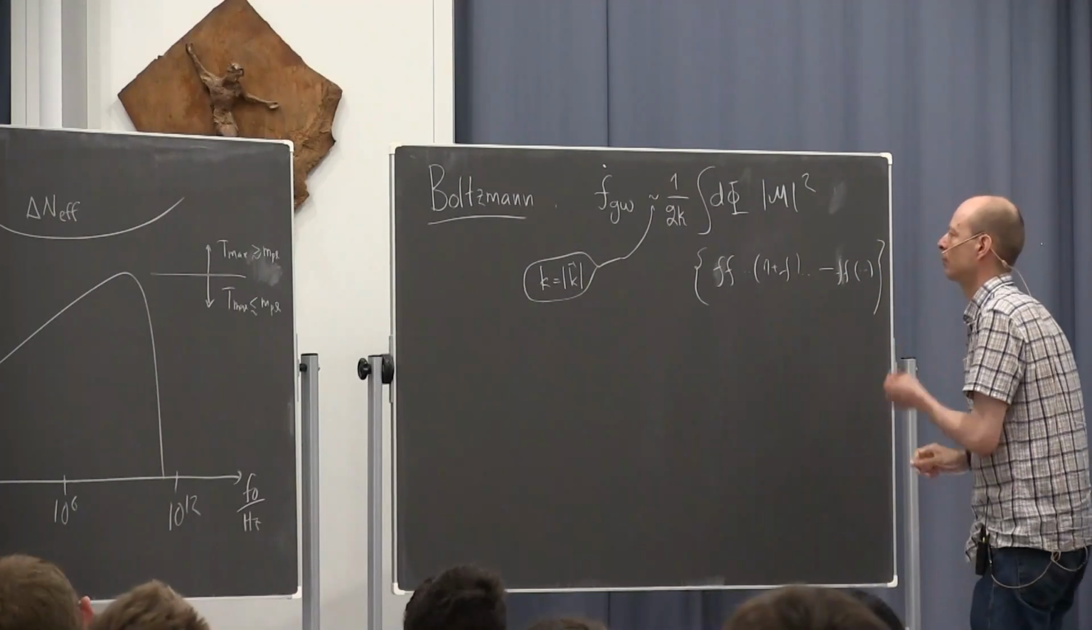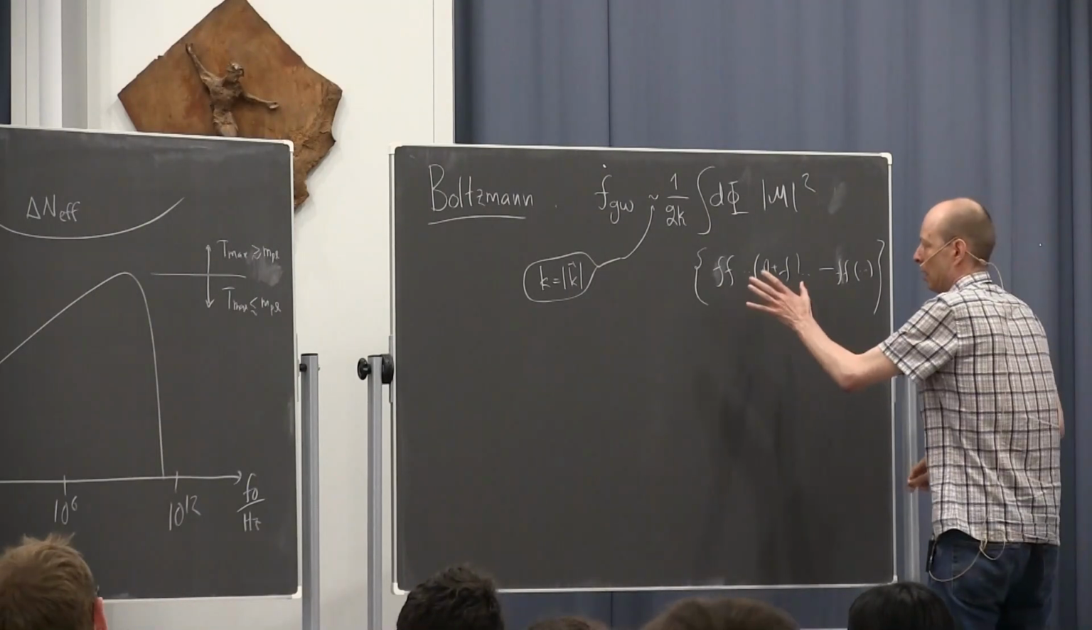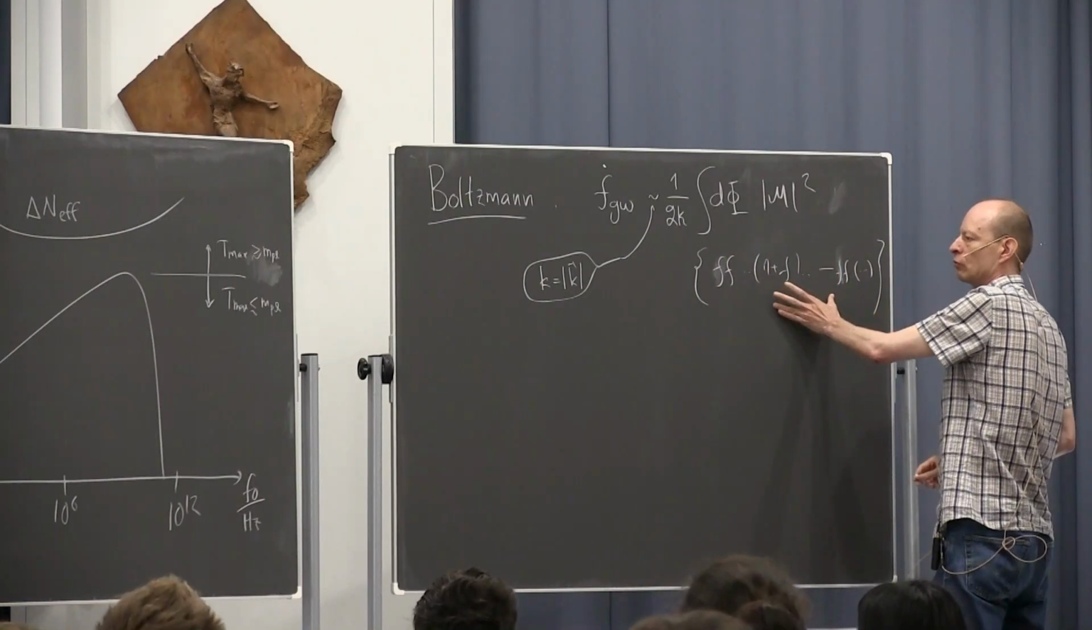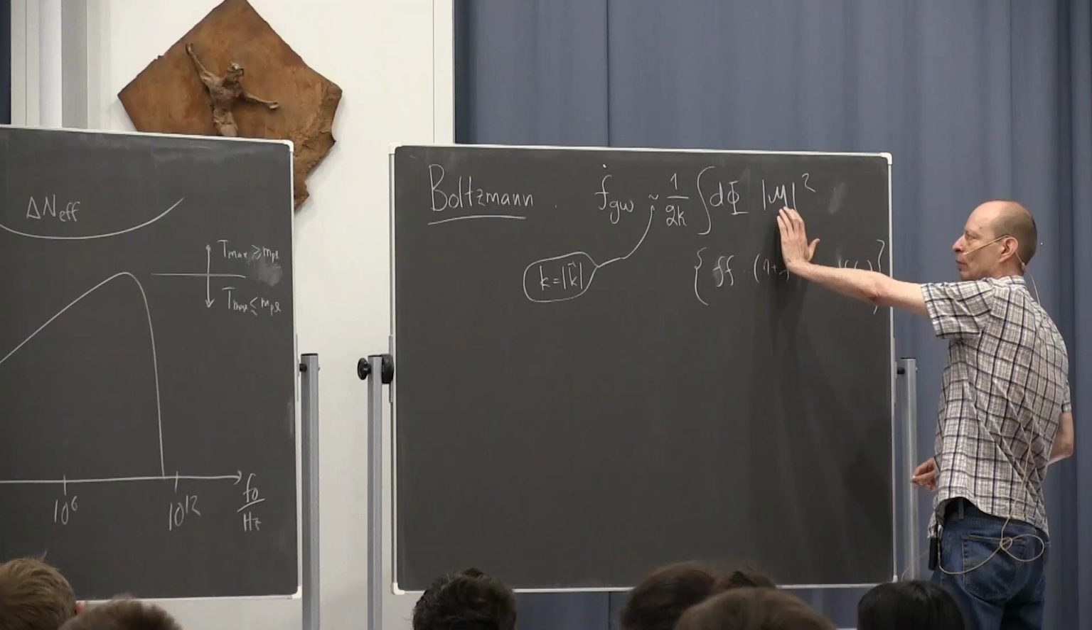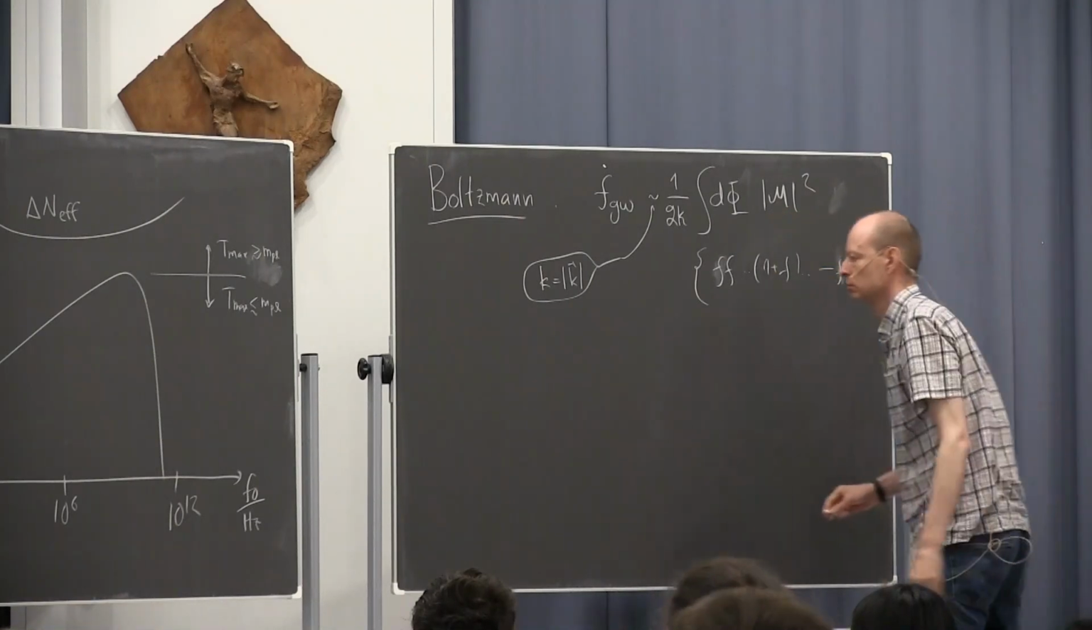We will write this more precisely later on. And so this is what we would like to do now. And to go in that direction, we first have to think about the matrix element. What kind of processes are there?